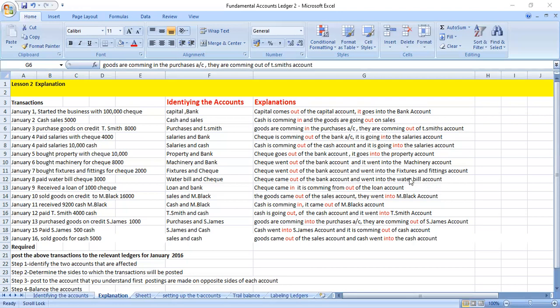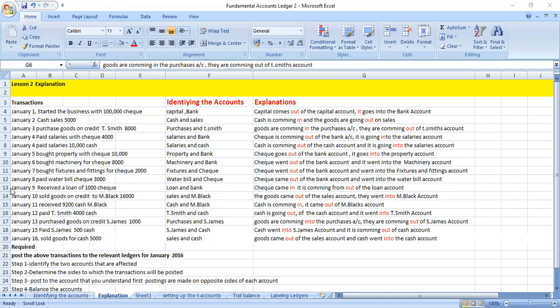Remember again, it's an exchange process. If you pay money, the money is going out, you're receiving something else in return. So in this case, it went into the water bill account for this service, all right?